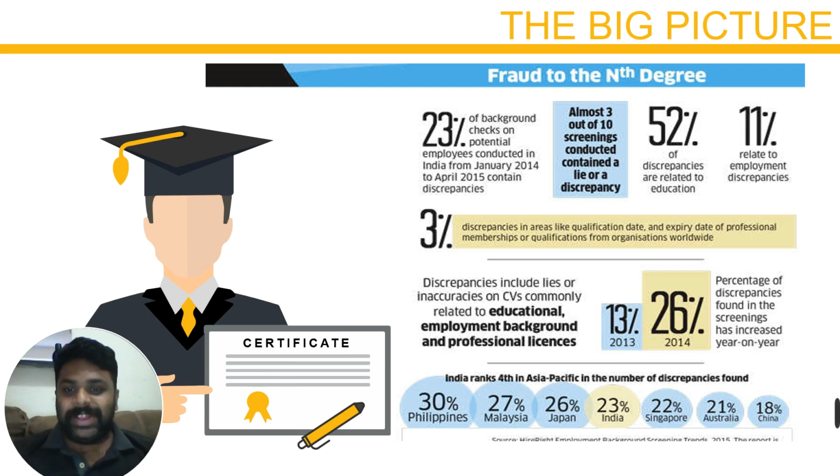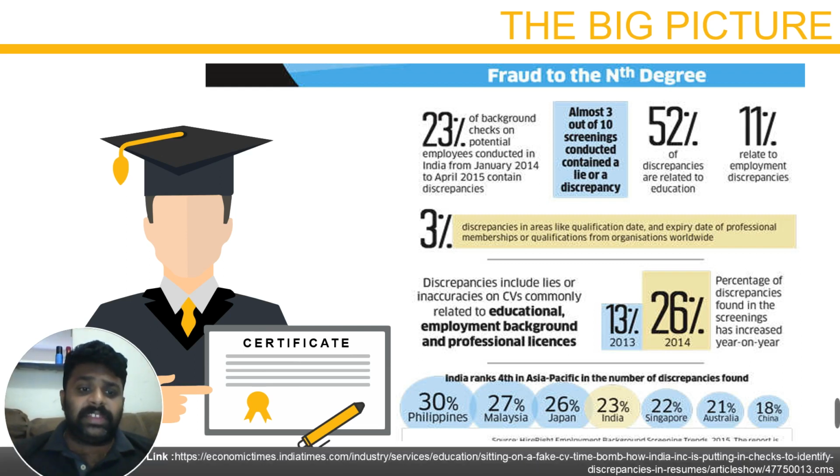You guys believe me now? Can you guys believe it? India is number 4. First is Philippines, second is Malaysia, Japan 23%, India. So in this 23% in India, the survey was taken from India from January 2014 to 15. It contains discrepancies. 23% of background checks on potential employees conducted in India contain discrepancies.